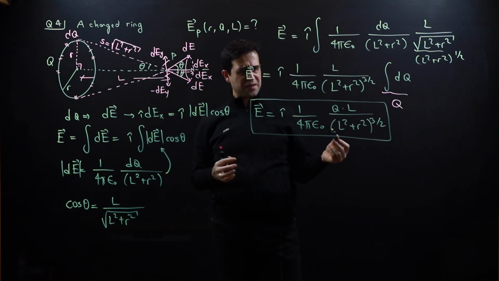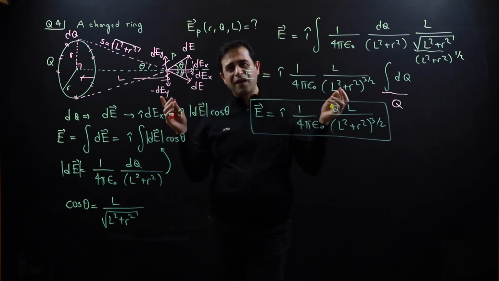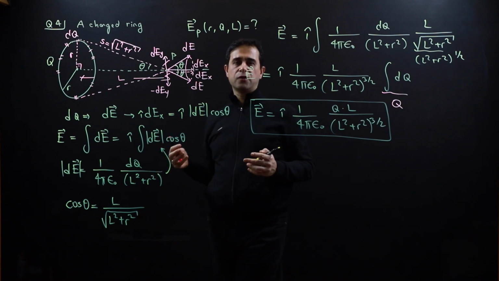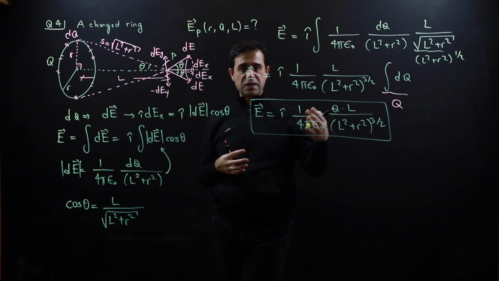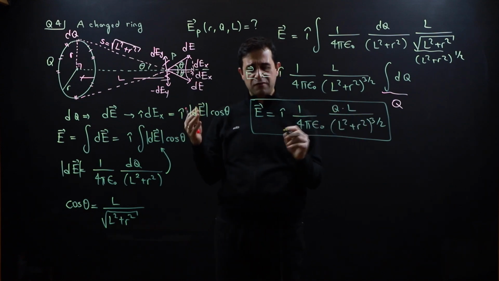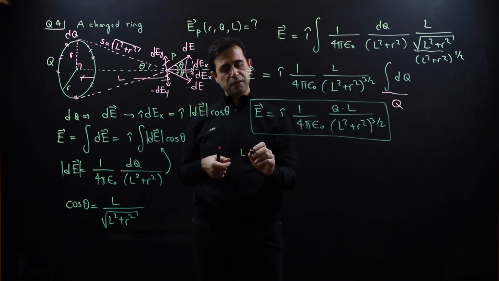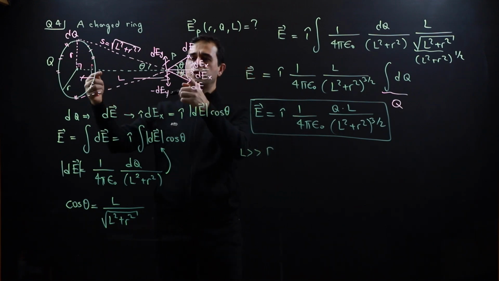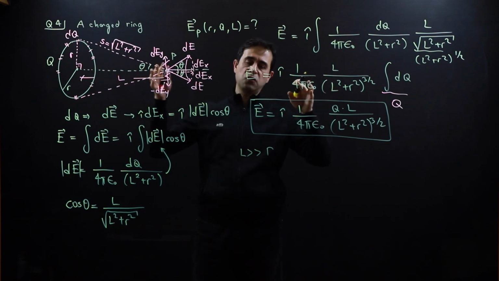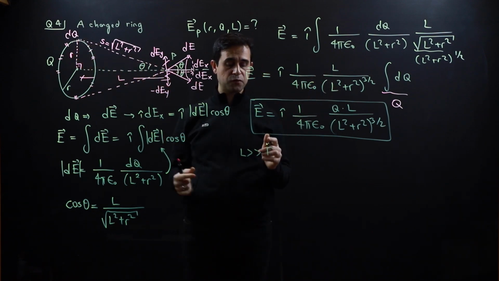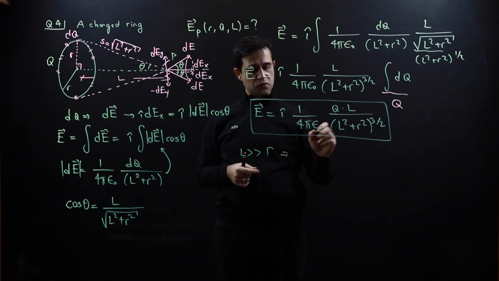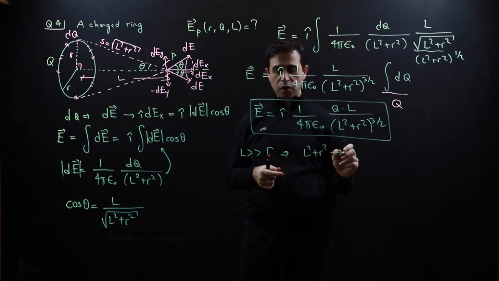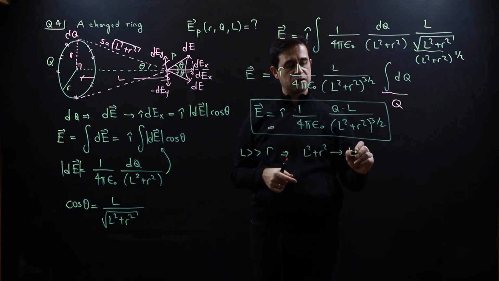And there's a nice thing about this answer. You can again use this idea, which I really like, the asymptotic limit of all these things, because you should be able to check whether this answer makes sense or not. And the way that we can do that is the following. If I take L to be much bigger than R, what does that correspond to? That corresponds to you looking at this ring at a distance which is very, very far away compared to the radius of the ring. And if I do that, then you see that the denominator, L squared plus R squared, will go to L squared, since L is much bigger than R, right?